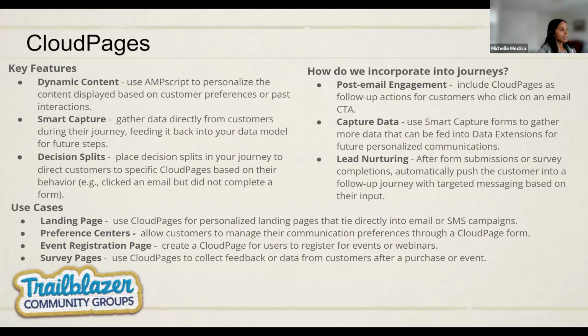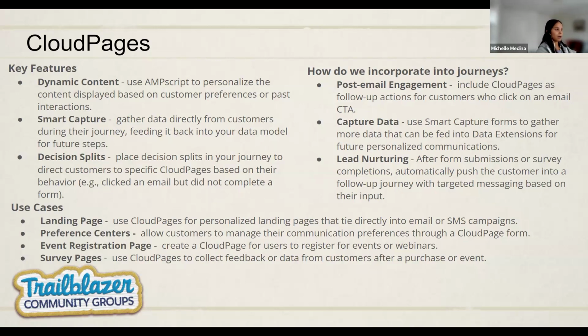So the second content or asset that you can include within your journey is Cloud Pages. So a Cloud Page, right? One of its key features is, again, you can have dynamic content within your Cloud Page. You can leverage AMPscript to personalize the content that's displayed, again based on certain preferences or different behavior or past interactions that they've had with your brand, with your website, with any emails in the past as well.